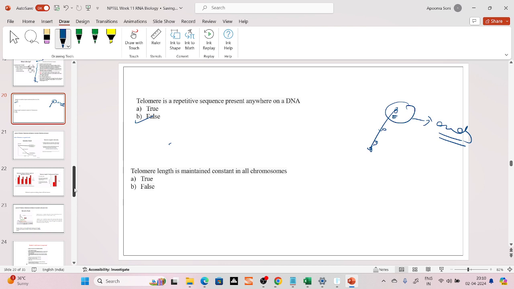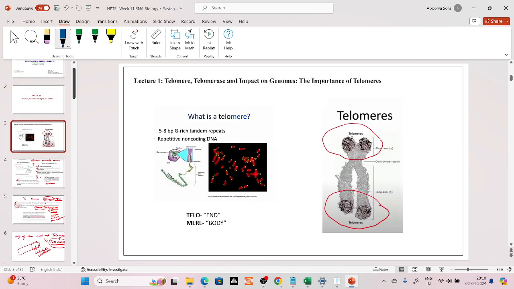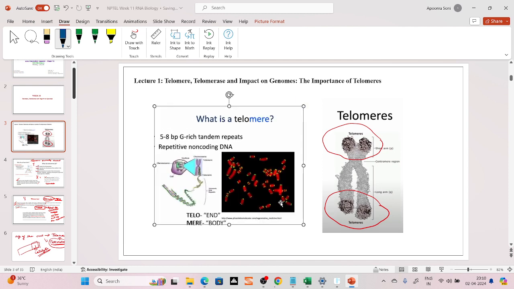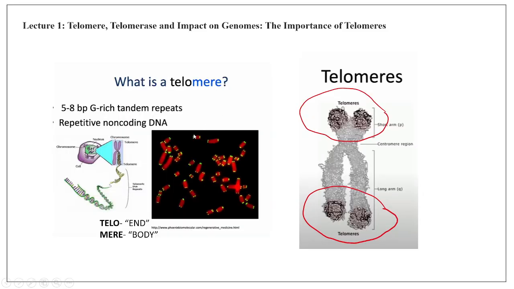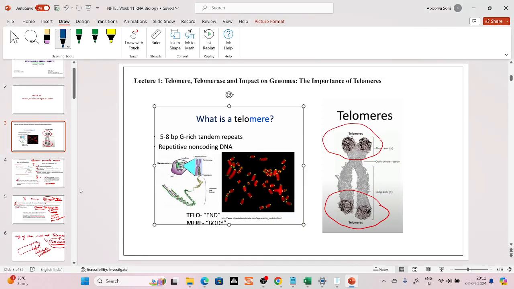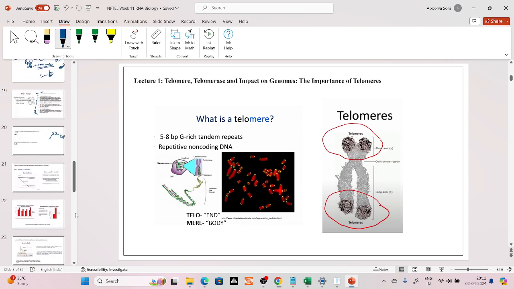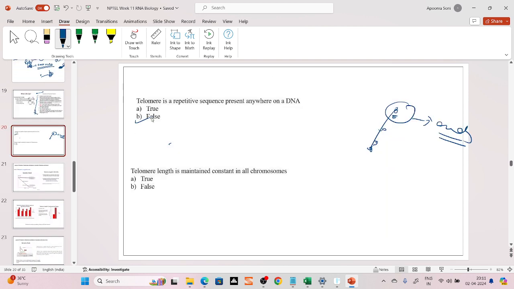I have told you in the very first slide, if you remember, these are the telomeres which are present at the ends of the DNA. You can see in this image also this green color portion. These green colors are your telomeres. And you can see this is a published paper. Nowhere can you see telomeres in the middle or any other position except the ends. So the answer would be false.